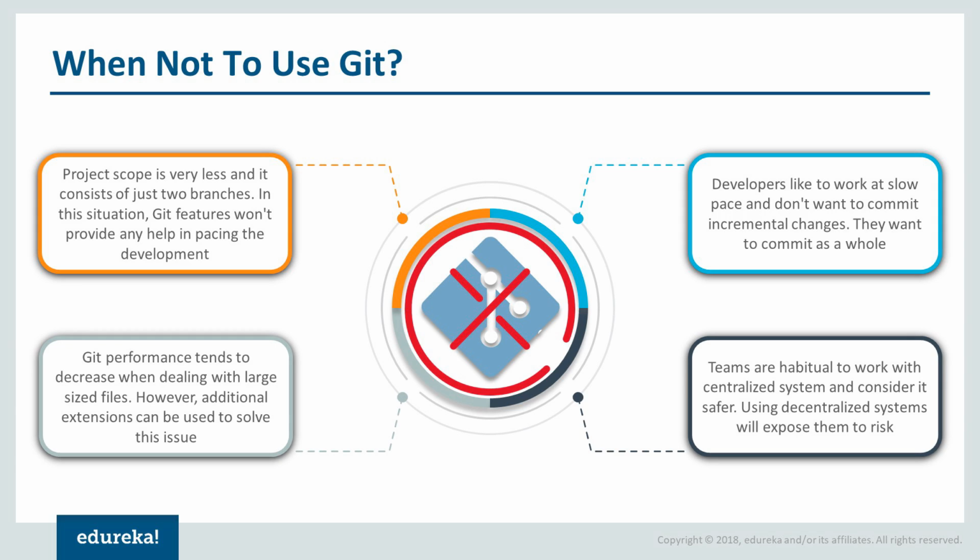The last one is that the project scope is very small and you will have just 2 branches. Now it is not that you should not use Git, but Git won't provide you the complete benefits, because the main USP of Git lies in branching, or working in parallel.